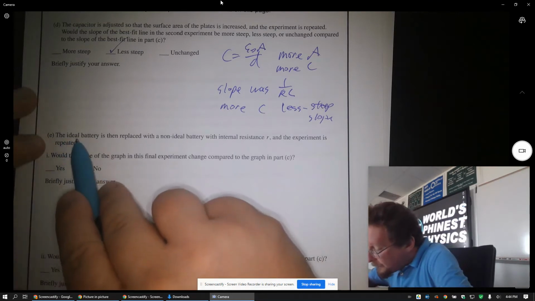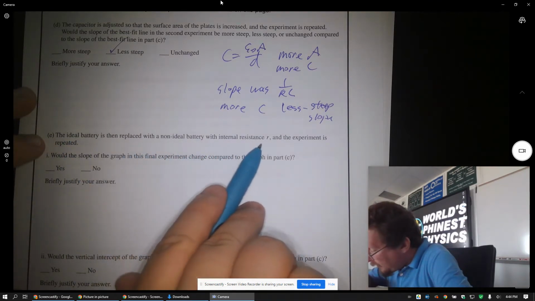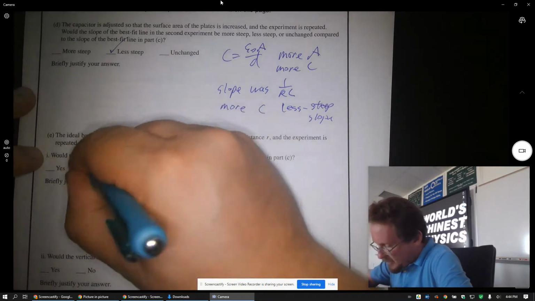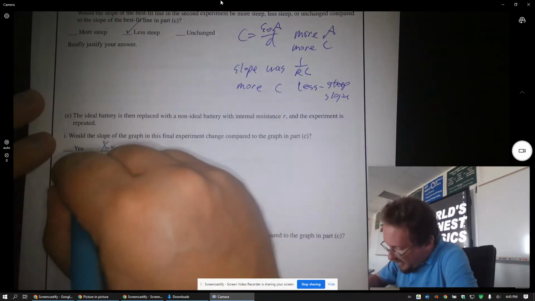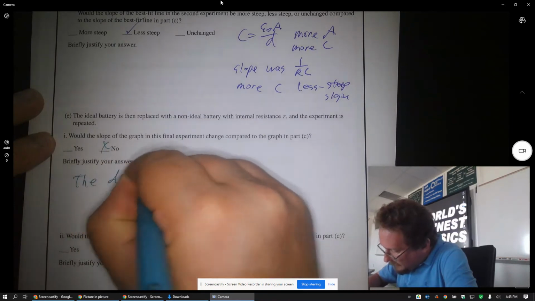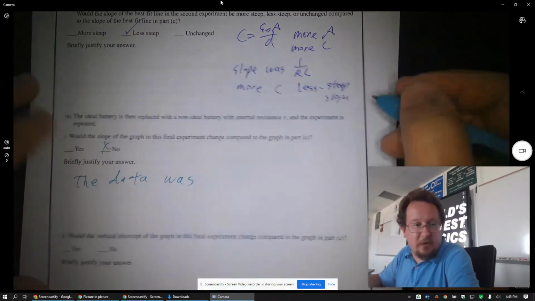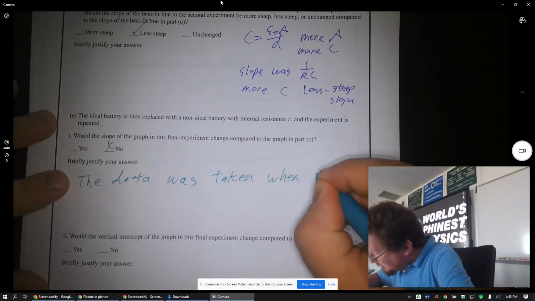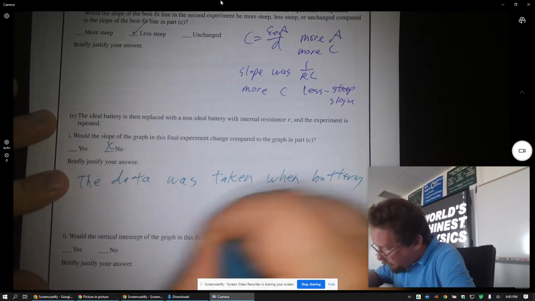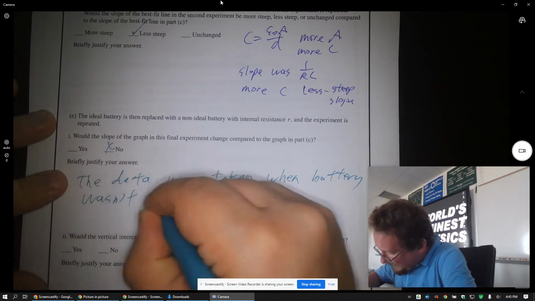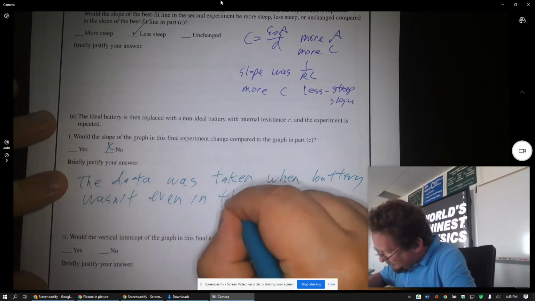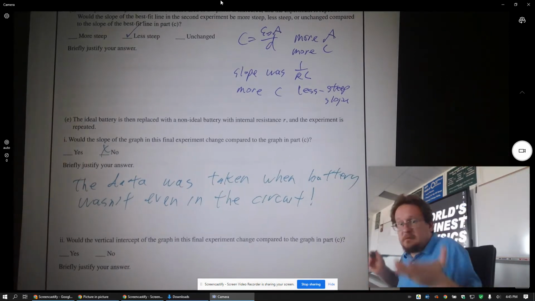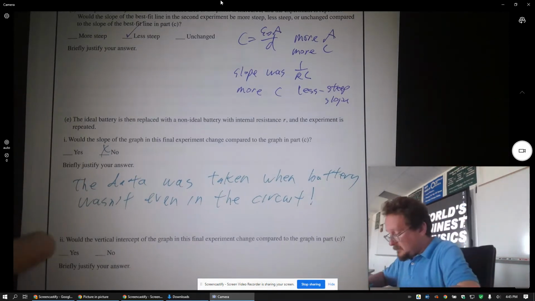Okay, so the ideal battery is replaced with a non-ideal battery with internal resistance R. The experiment is repeated. Would the slope of the graph do anything? No. Just by answer, the data was taken when the battery wasn't even in the circuit. So do whatever you want to it.